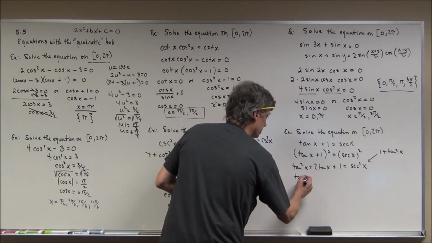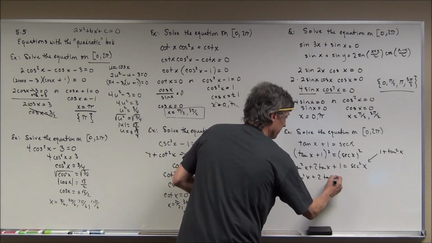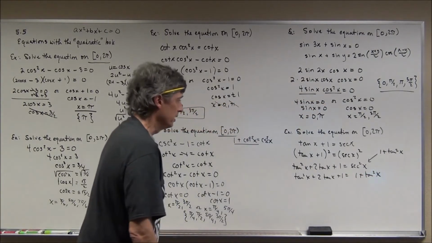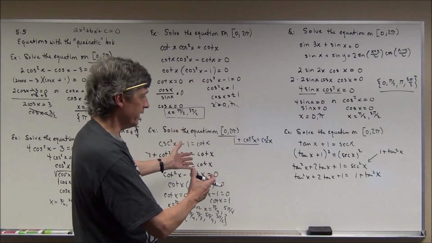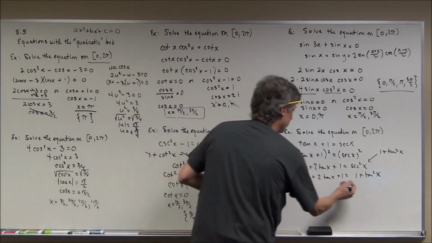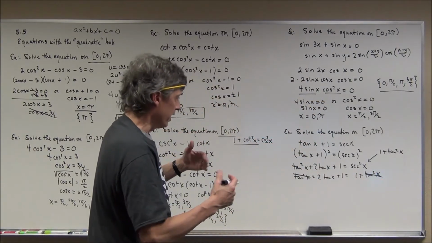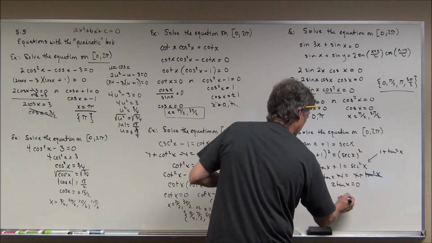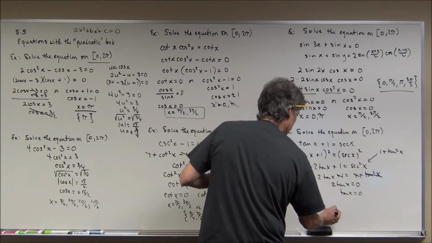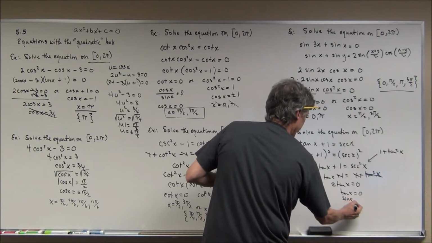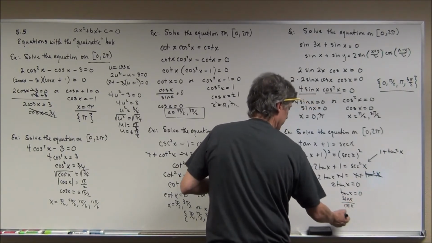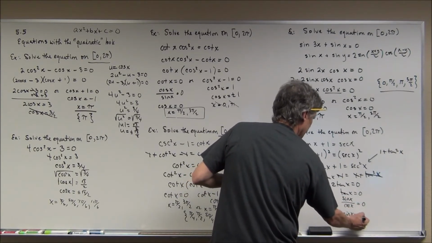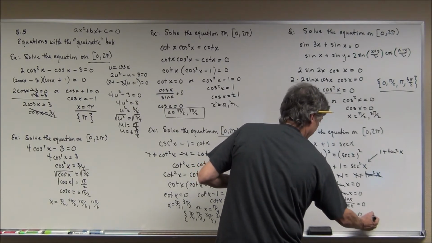So now I have tangent squared x plus 2 tangent x plus 1 equals 1 plus tangent squared x. This is becoming interesting. If I subtract tangent squared x from both sides, it disappears. I'm not dividing, I'm subtracting. And if I subtract 1 from both sides, they disappear. I have 2 tangent x equals 0. The tangent of x is equal to 0. Well, when does the tangent of x equal 0? Tangent of x is the sine of x over the cosine of x. So that happens when the sine of x is equal to 0, and that happens at 0 and at pi.